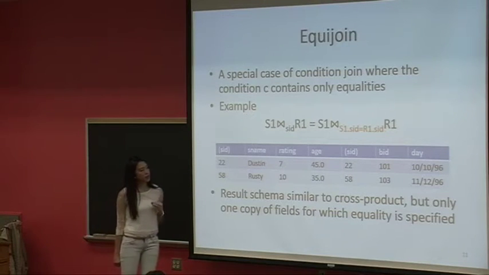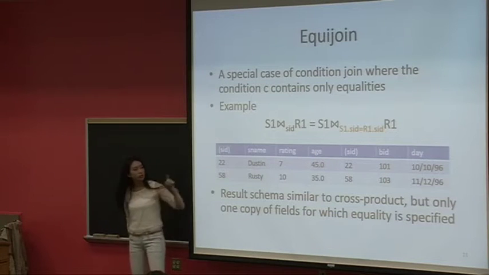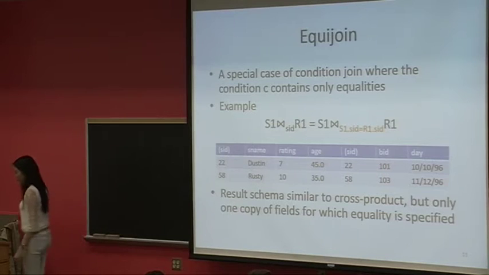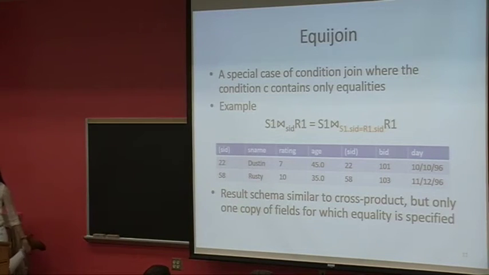But the condition will be when the name is the same, so that you can put that. If S1 and R1 do not both name it as SID, then you can't just put equijoin on SID.